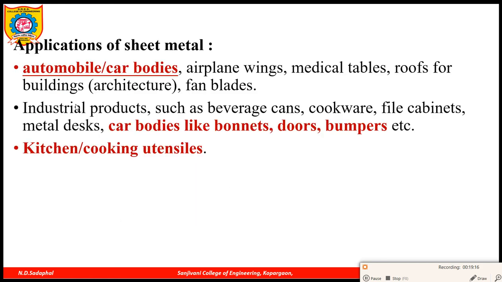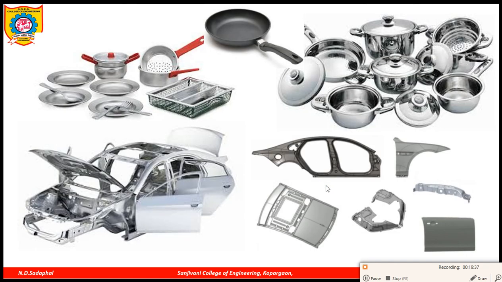What are the applications? Automobile and car bodies, airplane wings, medical tables, roofs for buildings, architecture, fan blades, then car bodies like bonnet, door, bumpers, and kitchen and cooking utensils are made by the sheet metal process. These are the applications. You can see these all are the applications.